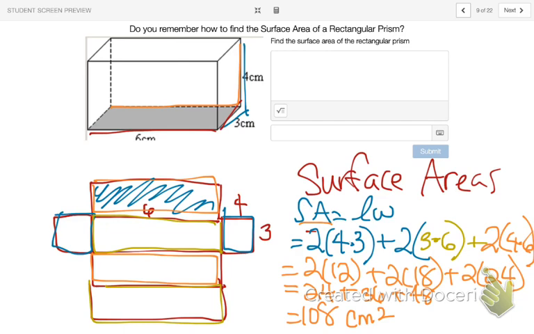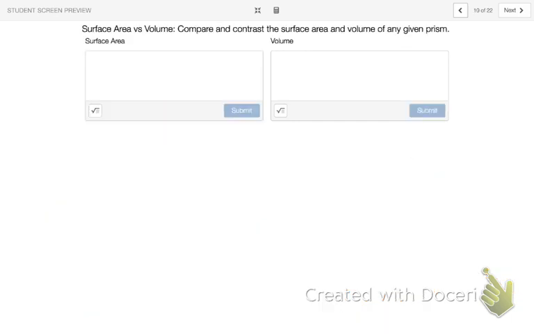All right. Before we move on though, what I want you guys to think about on slide 10 is compare and contrast the surface area and volume with any given prism. Like what can you come up with? I want you to pause the video and write this out. I'm going to look at what you come up with, and we're going to talk about it more on Wednesday when I come back, and when we start talking about volume. So pause the video, write out your thoughts. What do you remember about surface area? What do you remember about volume? What's different between the two? What's similar between the two?